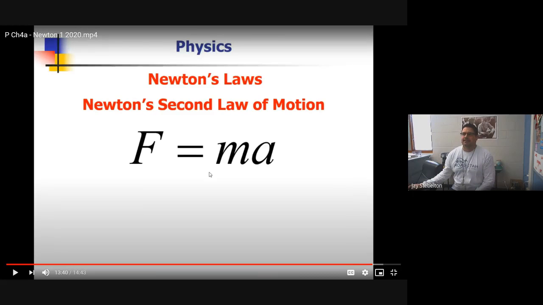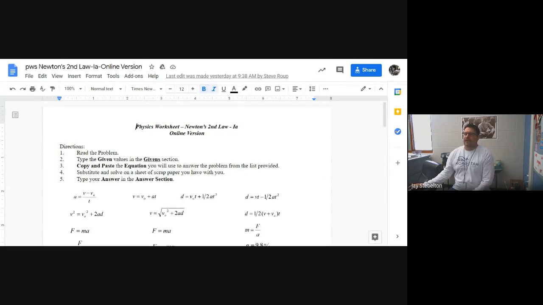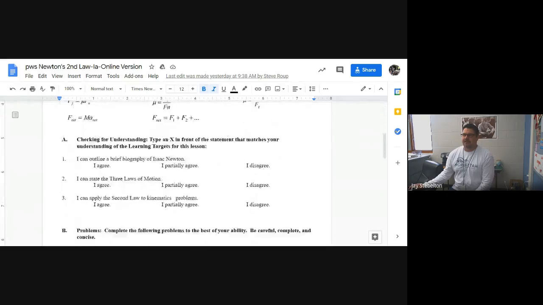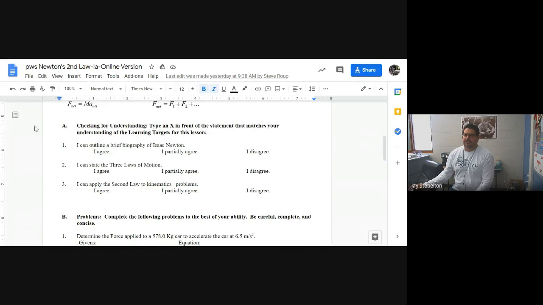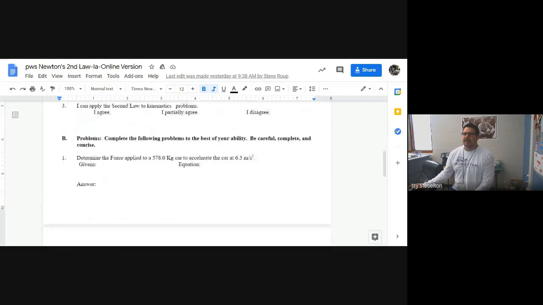And this is actually shared in the Google Classroom for you under the assignments turn in. So this is the worksheet. There's a learning target question at the beginning. So if you feel like the learning targets were good, the outline of Isaac Newton, learning the 3 laws of motion, and then also learning or applying how to solve problems using the formula, just say agree, partially agree, or disagree. But I thought the PowerPoint unit lesson was pretty good. And then here's the problems here.